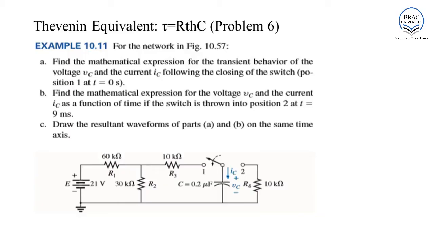Thevenin equivalent. Tau equals R Thevenin times C. In the figure given over here, when the switch is connected to point 1, the capacitor will be fully charged. And when the switch is moved to point 2, the capacitor will discharge through the resistor R4. Now, the charging circuit over here is basically a complex network. So, in order to determine tau, which is the time constant, we need to convert this complex network into a simpler one. And we can do that by using the Thevenin equivalent network.